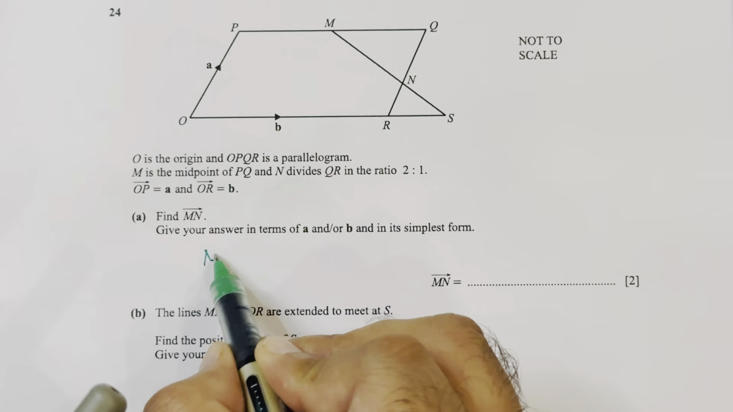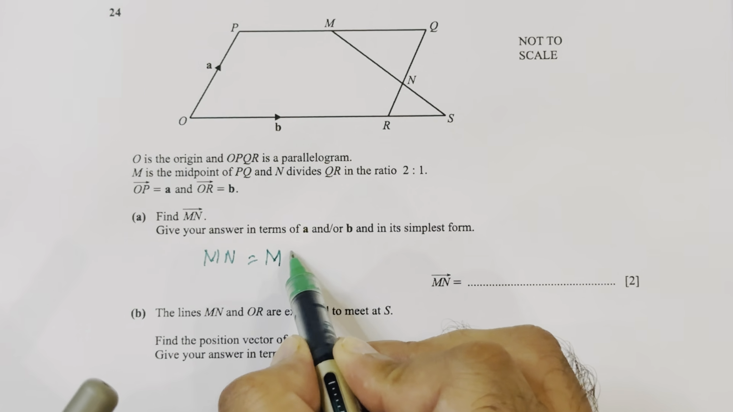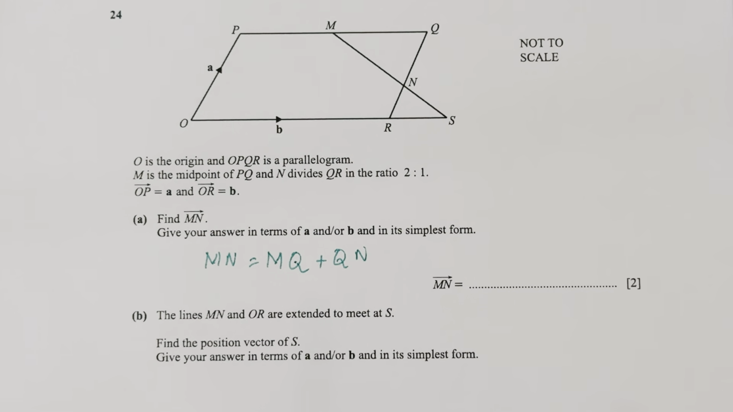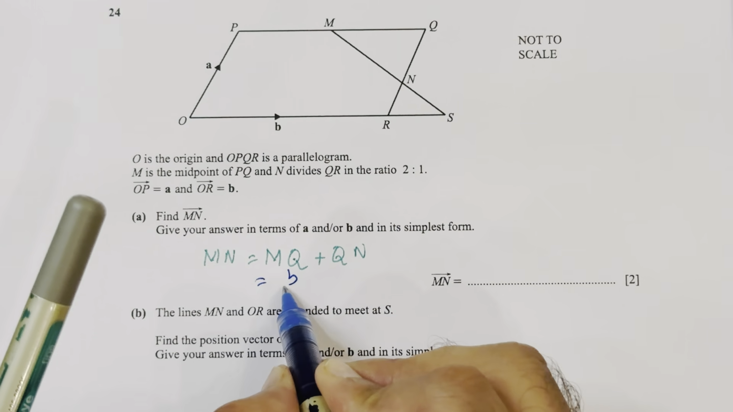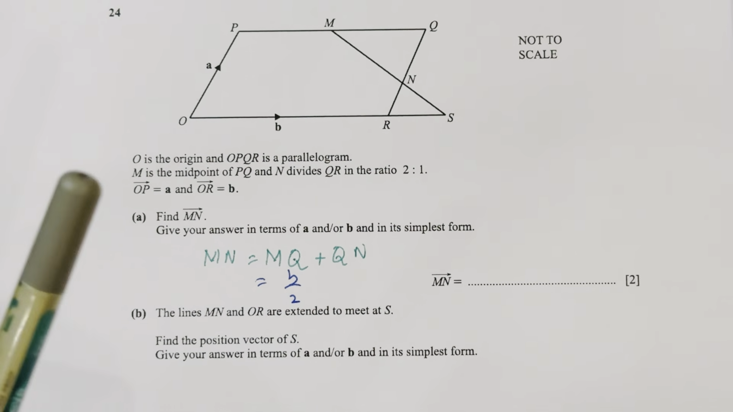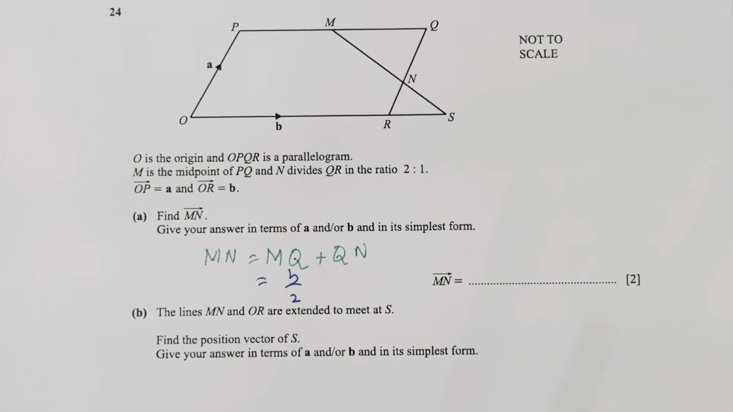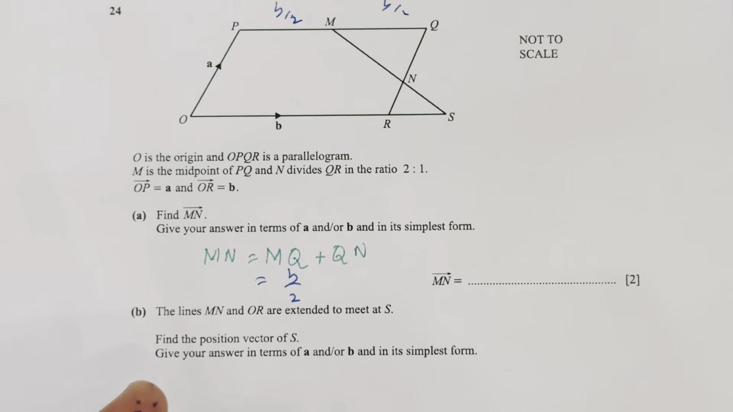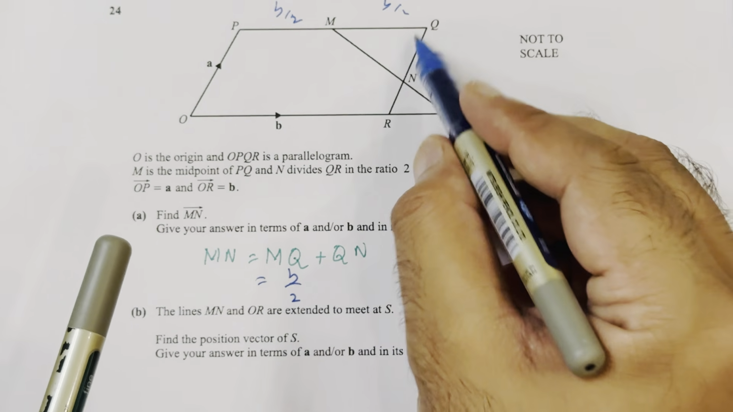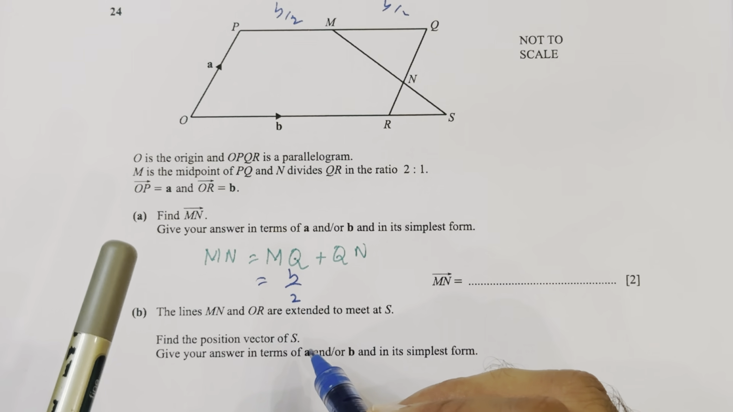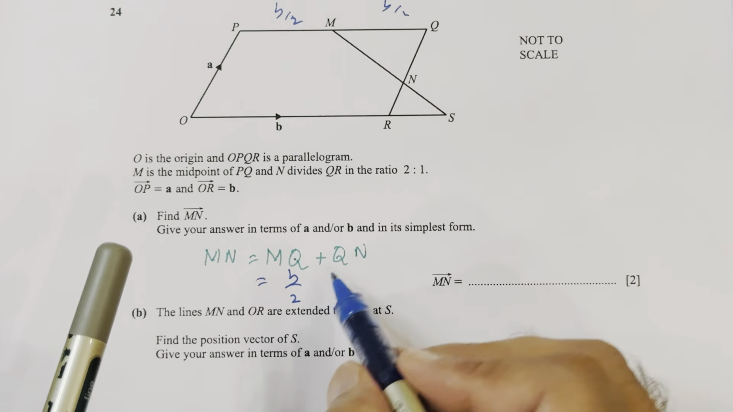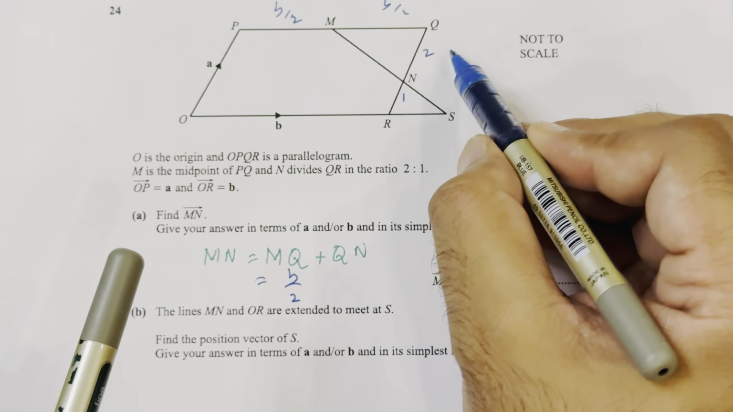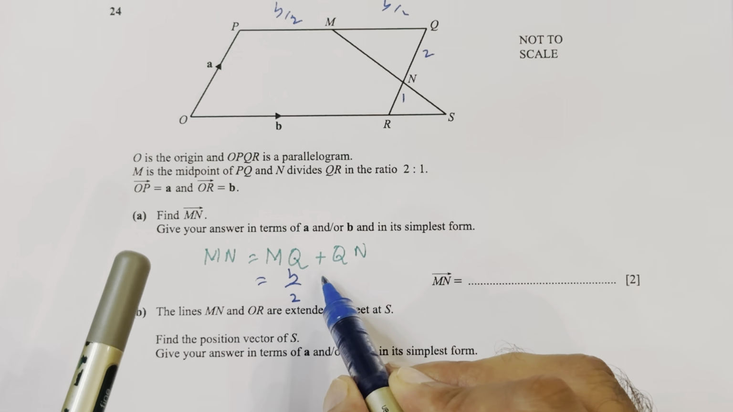We know that MN is equal to MQ plus QN. We know that MQ is equal to B by 2, because this is the half of it, and if this is B, this would be B by 2 and this would be B by 2. And QN is this, QN would be 2 by 3 because this portion is representing 1, this portion is representing 2, so it would be 2 by 3 A.